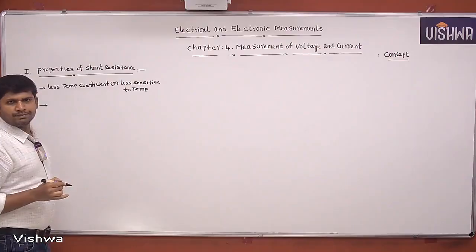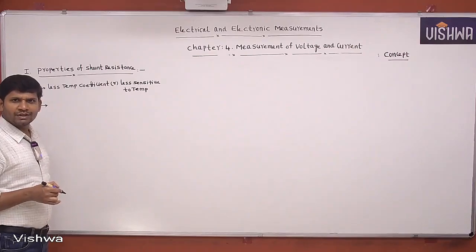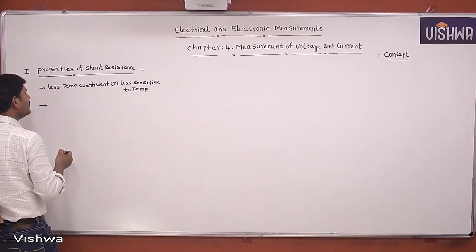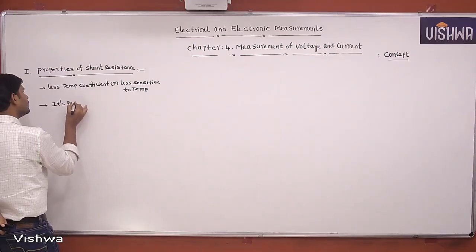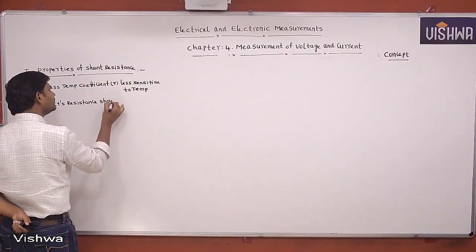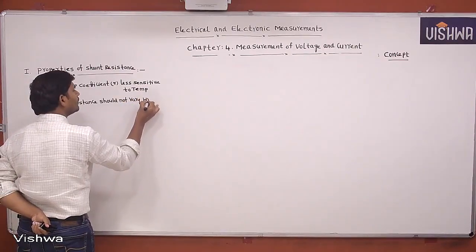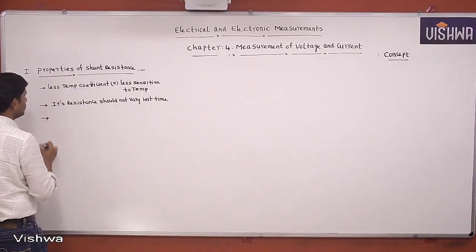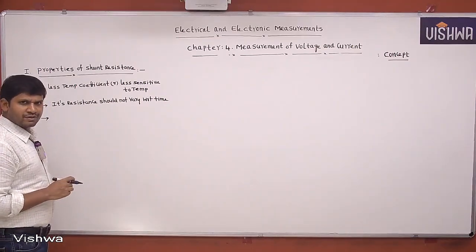Another property is that whatever material is used for the shunt resistance, its resistance should not vary with respect to time. It must be a linear resistance.